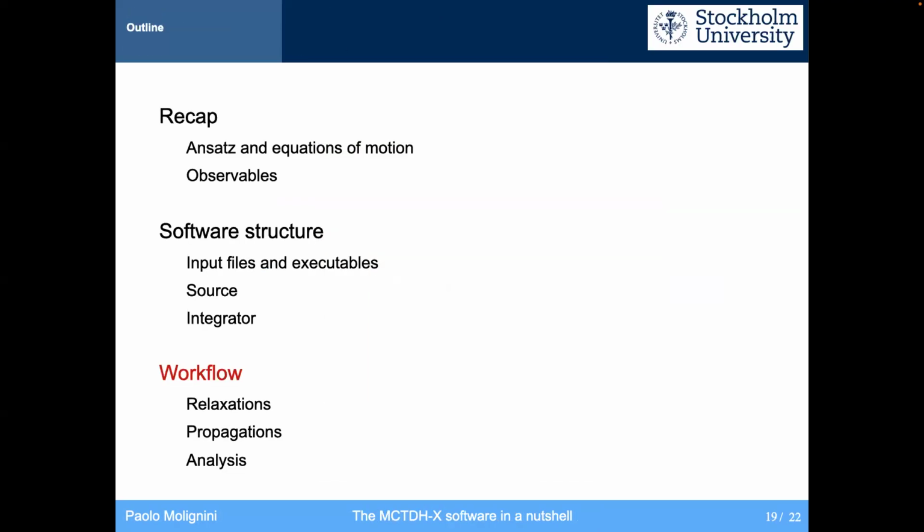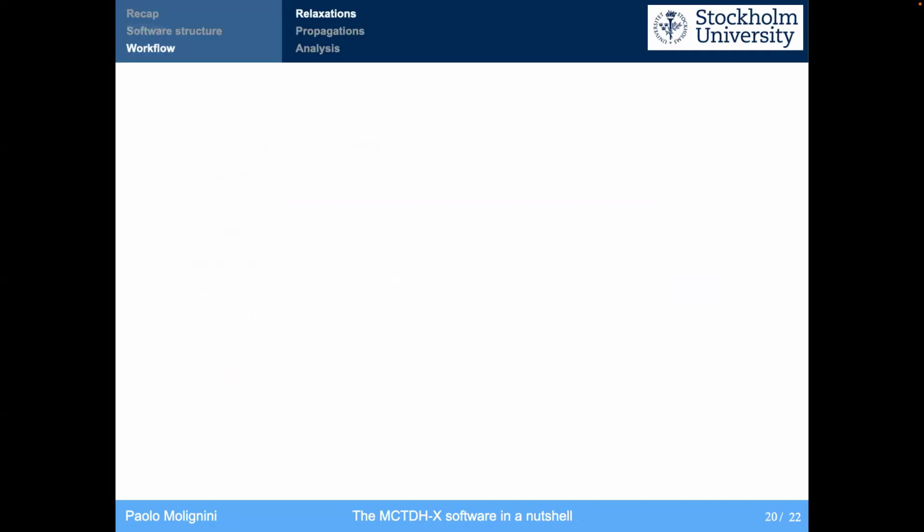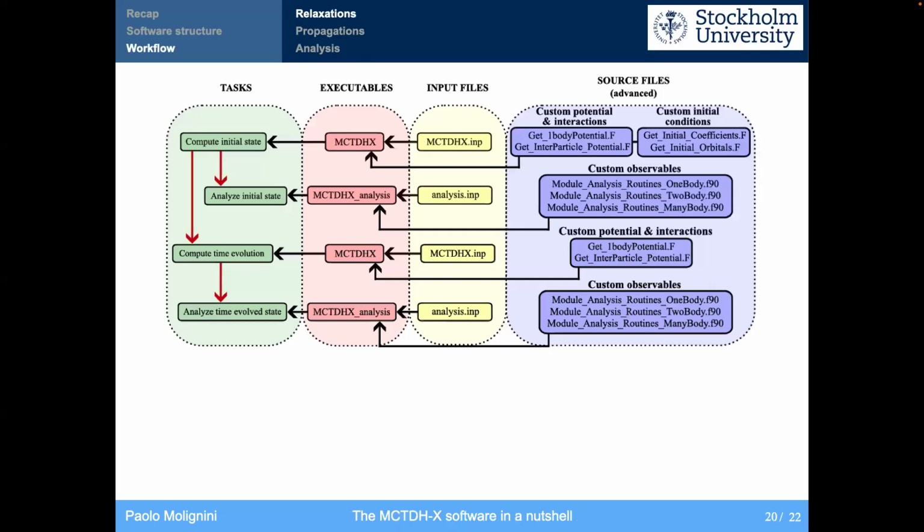Now, just a couple of words about the workflow, how you usually do simulations, or how you will do it this afternoon. This is a nice summary of the workflow. We discussed the source files already, so there are different files you can modify. This is for advanced users. Then the first part is always to define the inputs. So modify the inputs to describe the problem that you want to describe. Once those are modified, you run the executables, either MCTDH-X or MCTDH-X analysis if you want to get observables.